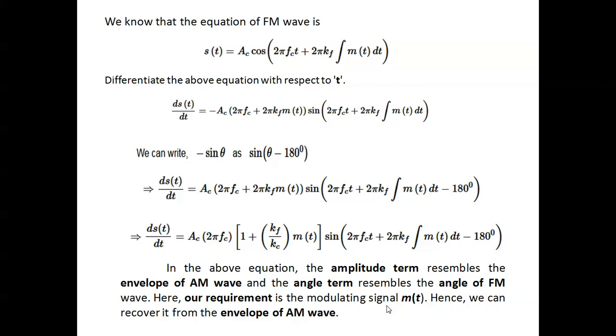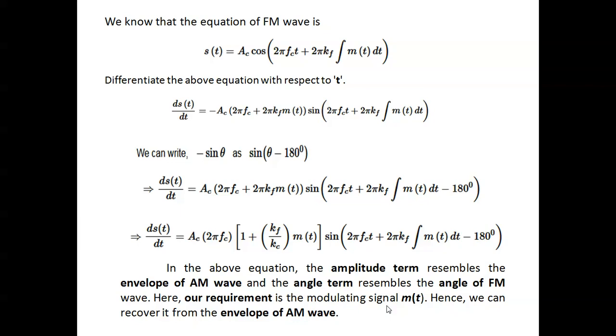So this is the equation of the FM wave: s(t) = Ac cos(2π fc t + 2π kf ∫ m(t) dt). This is the frequency modulation equation we already know from previous videos. Because we are using a differentiator, we have to differentiate the equation with respect to t. So ds(t)/dt = −Ac (2π fc + 2π kf m(t)) sin(2π fc t + 2π kf ∫ m(t) dt).